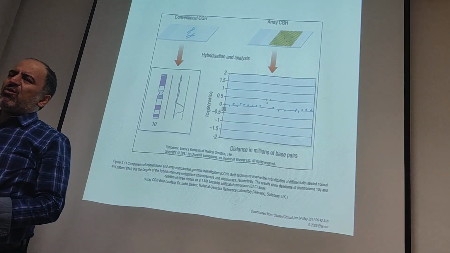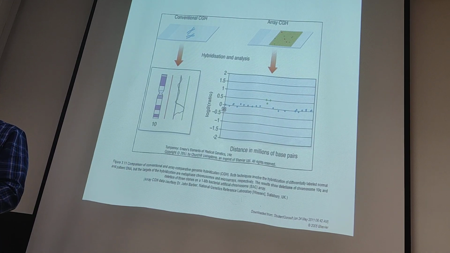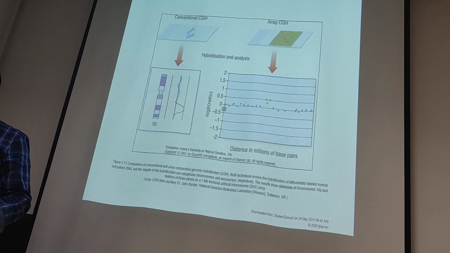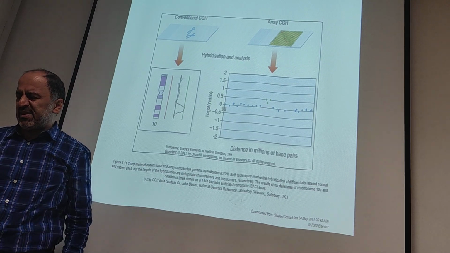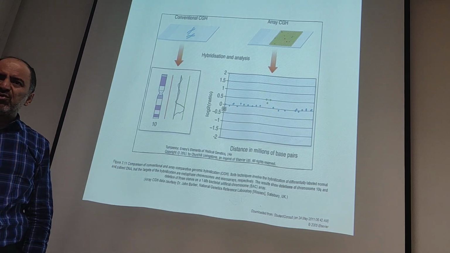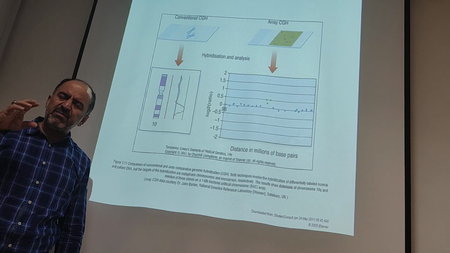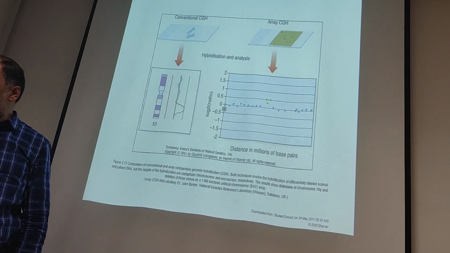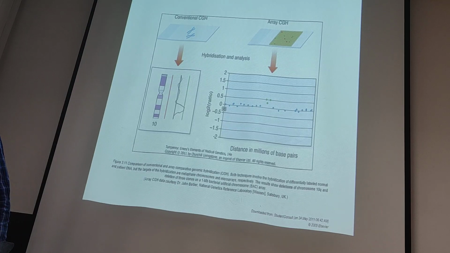FISH only looks at a specific place. CGH checks the whole chromosome, the whole genome, to see if there is anything wrong or not. And in array we have at least 3 copies from the same place to be sure that what I'm saying is happening in 3 copies, not in 1 copy, to be sure everything is in place.